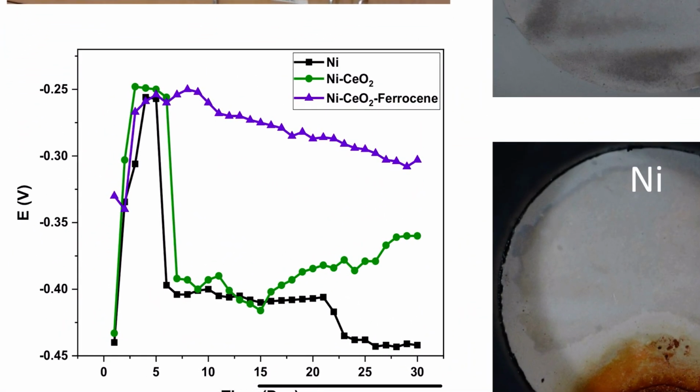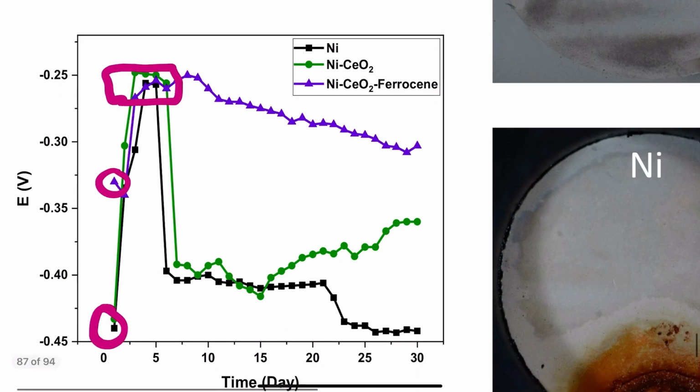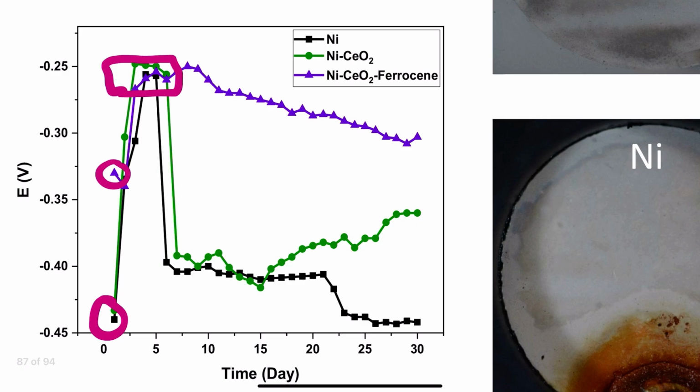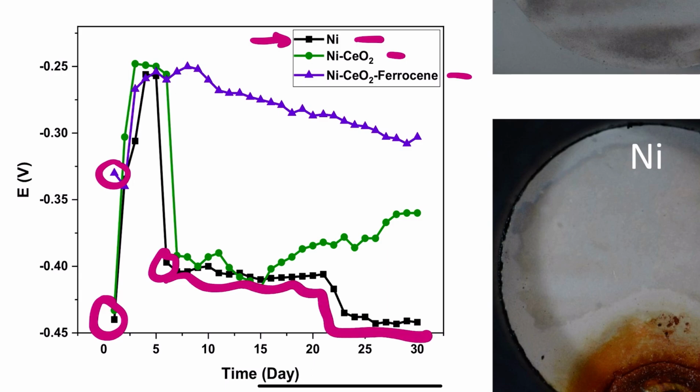So the materials start out here, here, and here. Up here is where the oxide layer has been formed, so you can see how many days specifically it took for that oxide layer to form for nickel, a nickel cerium oxide coating, and a nickel cerium oxide ferrocene coating. We can see that oxide layers form pretty quickly for all of them. But the plain nickel coating's oxide layer is destroyed pretty quickly, and the reason this moved down here is that we're actually corroding the nickel material itself, which is what we're trying to protect.